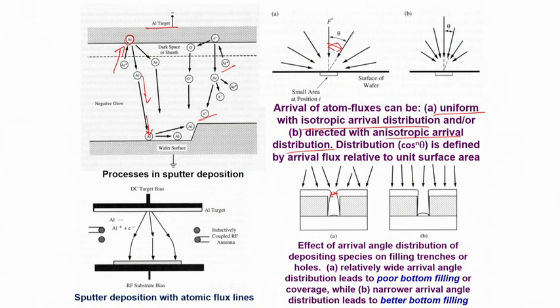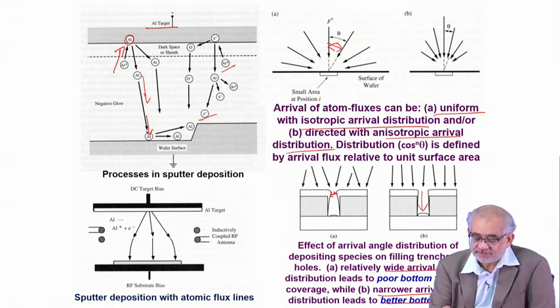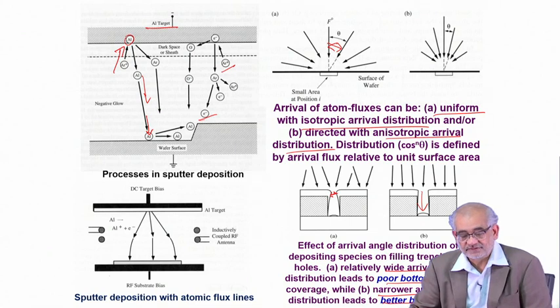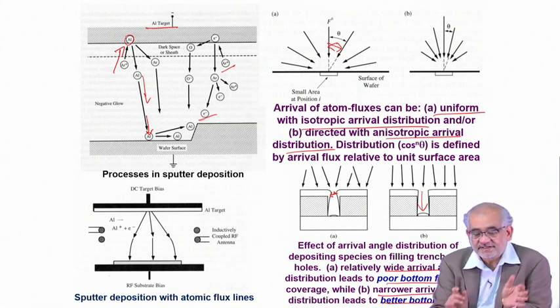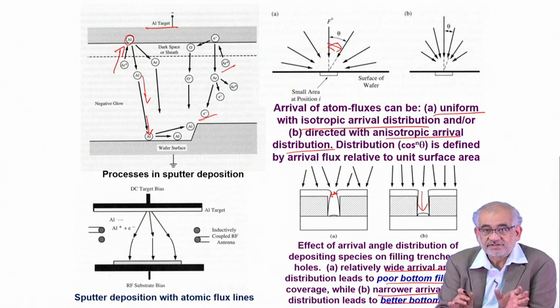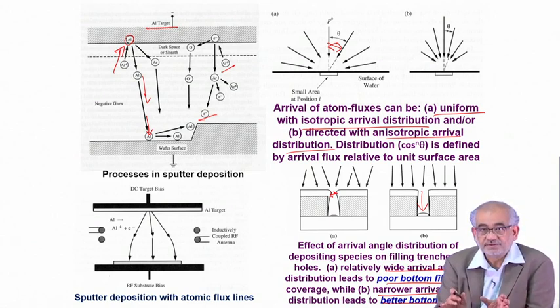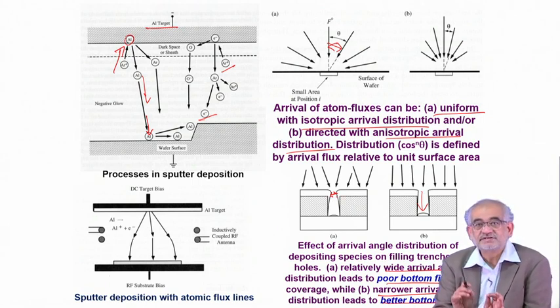On the other hand, if you can create a directed deposition, then you actually do see that the deposit here could be wider or more uniform. So with the narrower angle of arrival, you can have a better bottom filling or flooding. With a wider angle of arrival, you can have poorer bottom filling. So this kind of geometry or consideration assumes very high importance when these dimensions are extremely small.